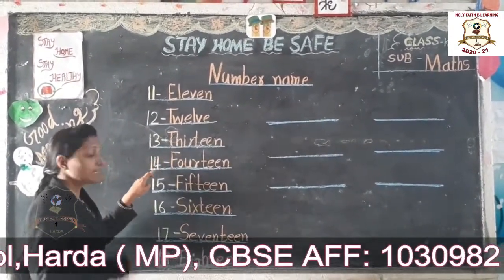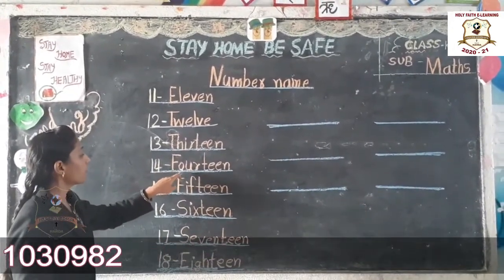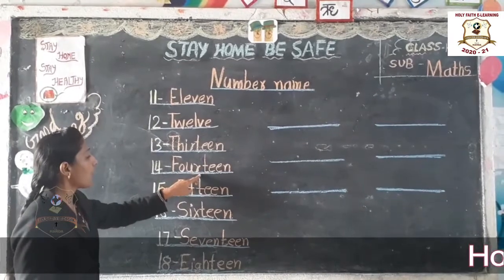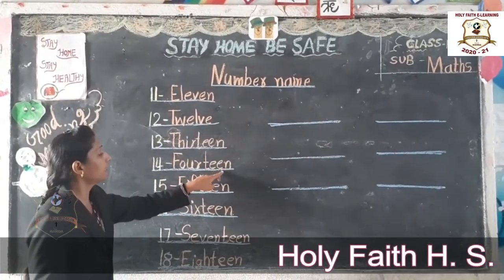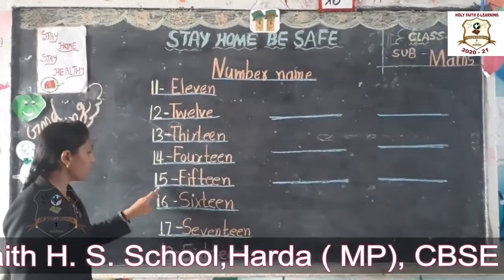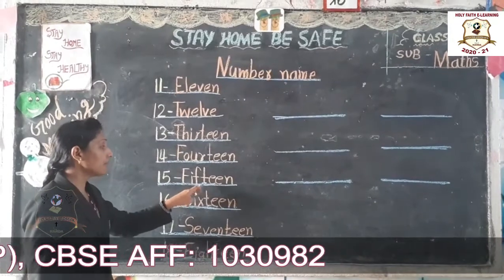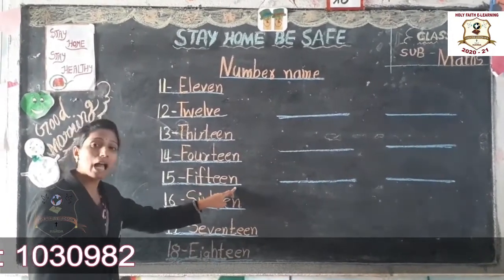13. Now next, this is number 14. 1, 4, 14. F, O, U, R, T, E, E, N. 14. Now next, this is number 15. 1, 5, 15. F, I, F, T, E, E, N.